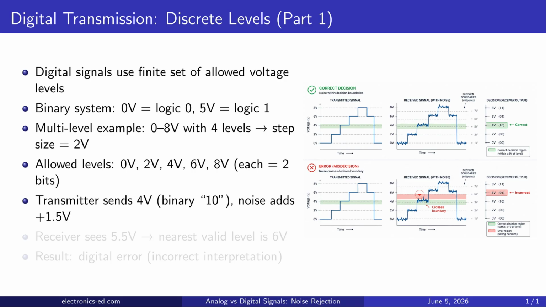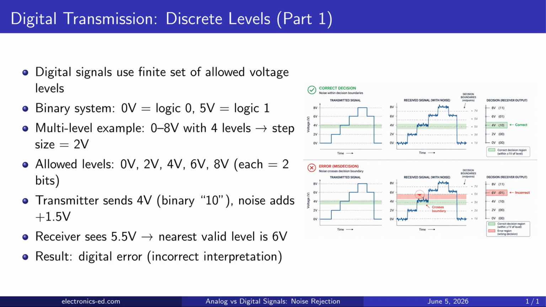Suppose the transmitter sends 4 volts for the binary bits 1, 0, and noise adds 1.5 volts. The receiver sees 5.5 volts, and the nearest valid level is 6 volts. This results in a digital error, meaning an incorrect interpretation of the bits.